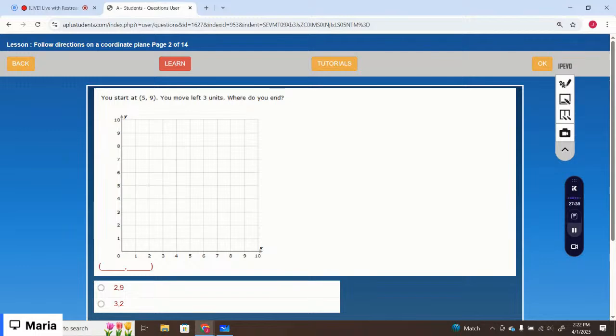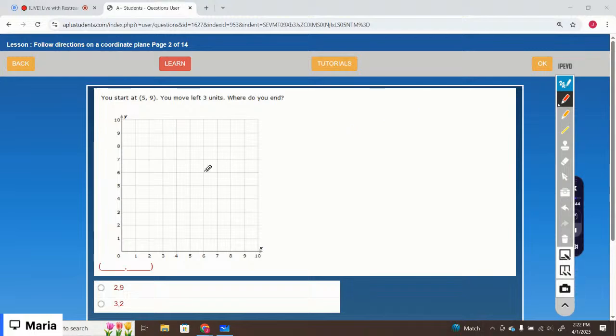You start at 5, 9. You move left 3 units. Where do you end? You start at 5, 9. X is 5. Y is 9. You move left 3 units. 1, 2, 3. You end up here. So you end up at 2, 9. The correct option is 2, 9. Option number one is the correct option, rather 2 and 9.